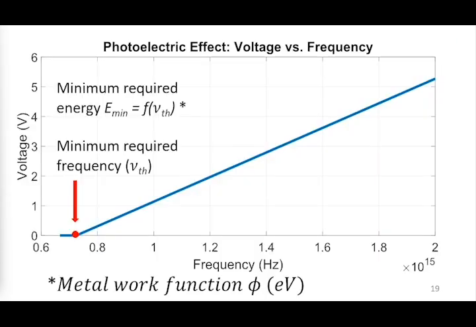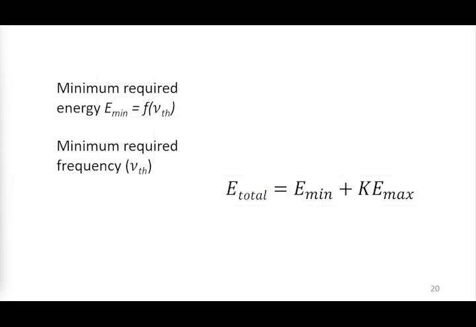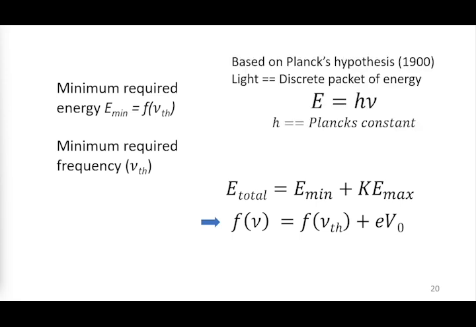Now let's take another point right here, and in this point the total energy should be equal to the minimum energy and the maximum kinetic energy of the electrons. So let's work with this equation now and replace the energies as a function of frequencies and the maximum kinetic energy as eV0, as we have shown earlier.